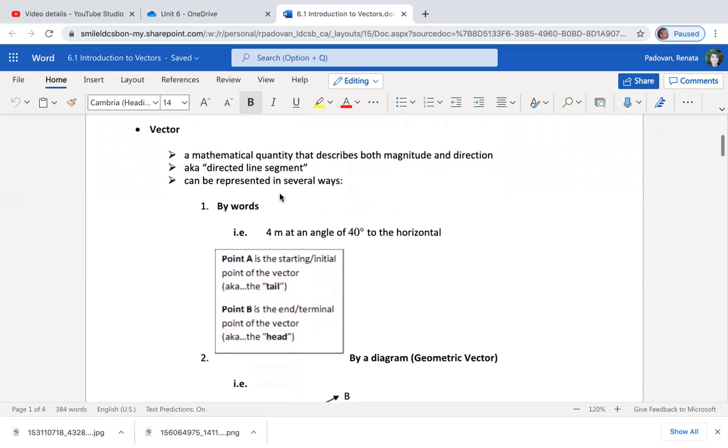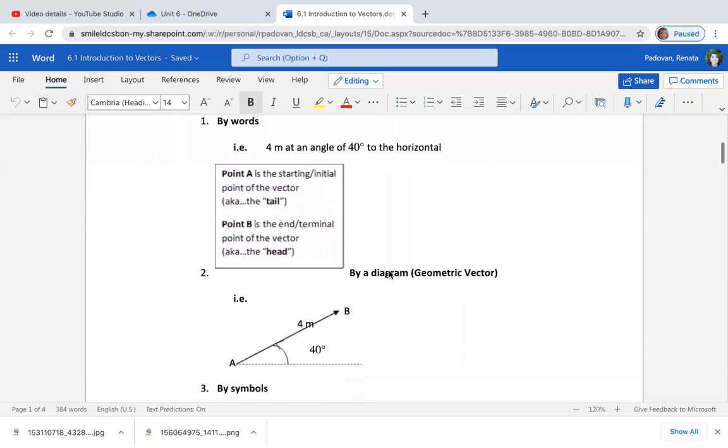Whereas a vector would be like velocity that we talked about in the past. So a mathematical quantity that describes both the magnitude, which would be your length, and the direction. So this would be your distance, and this would be the direction that you're going in. It's also known as a directed line segment because you've got your line segment, your distance, but directed, the direction is in there, right? And it can be represented in several ways. So let's say it's represented, just showing you here by words, by a diagram.